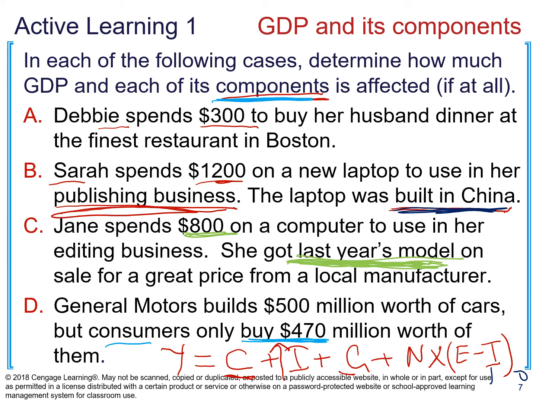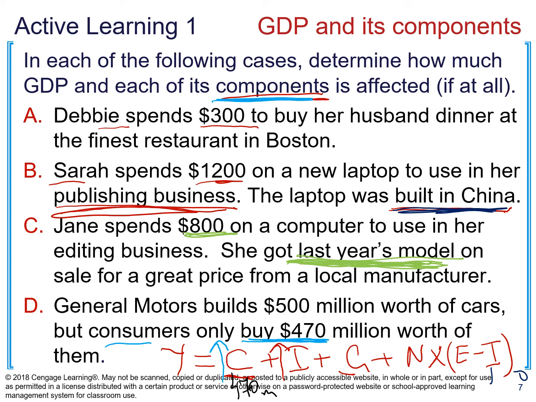Which component is going to be affected? Of course, consumption, isn't it? Because they didn't say government purchase and they didn't say that businesses purchased them as their capital equipment. So consumption is going to increase by $470 million. Okay, so consumption is increasing by this amount. I'm sorry, let's do this, $470 million.